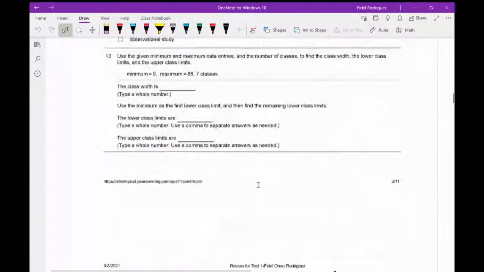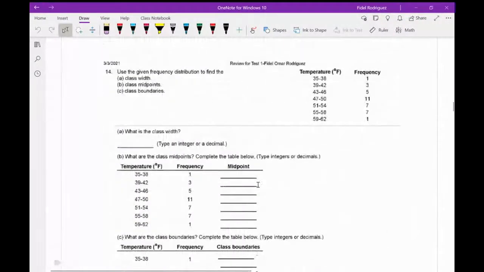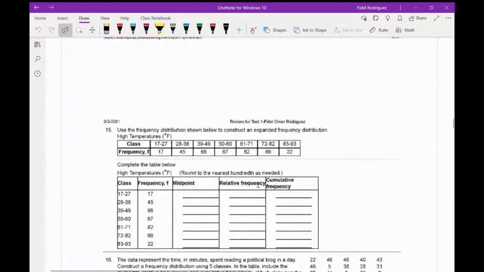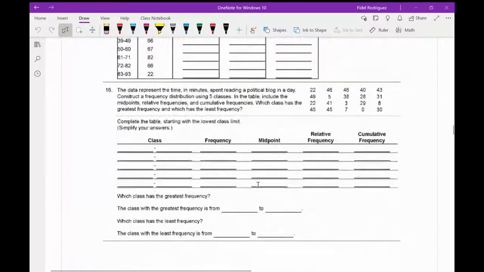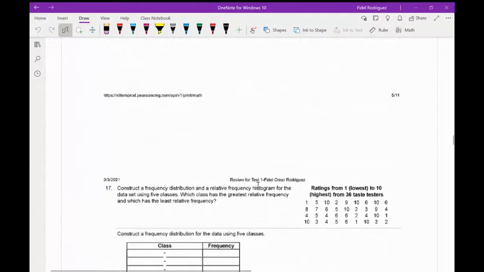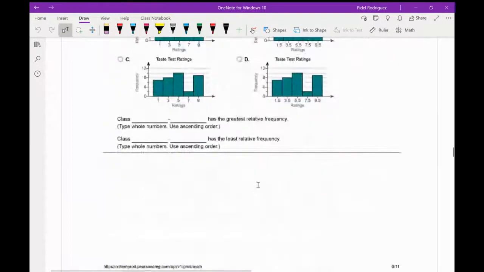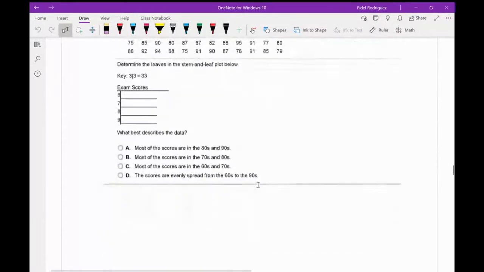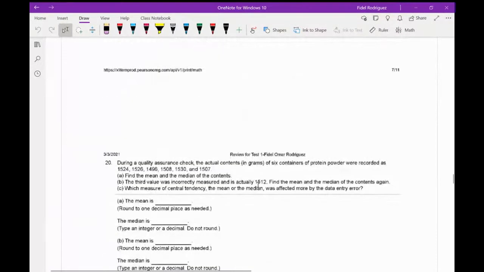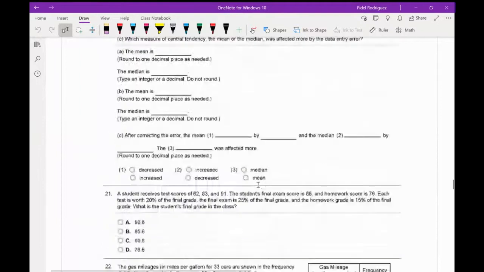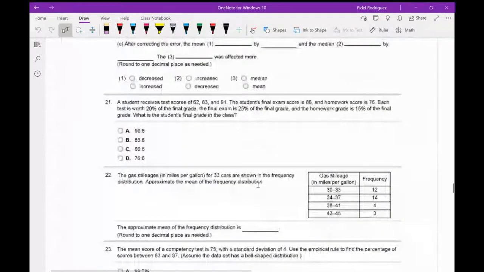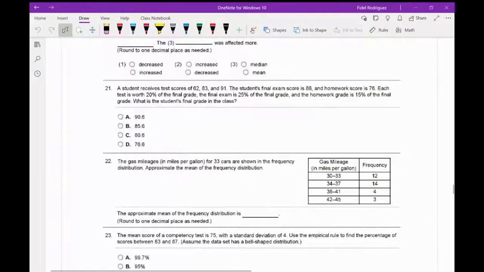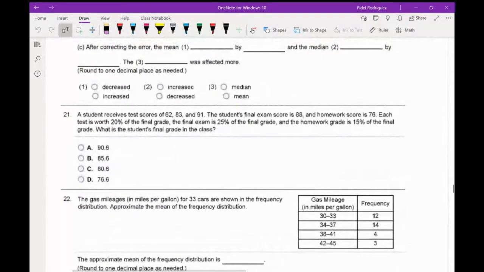Let's see, it's not that. And it's not this. And it's not this. And it's not this. Here we go. Okay. So 21 is basically going to be the problem that's going to use the weighted mean.